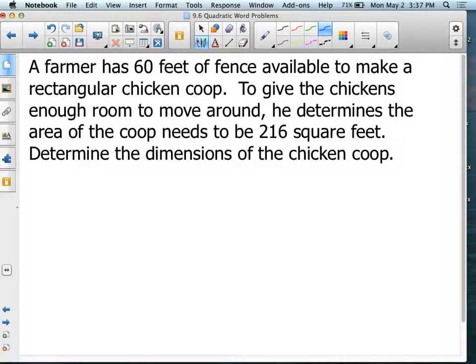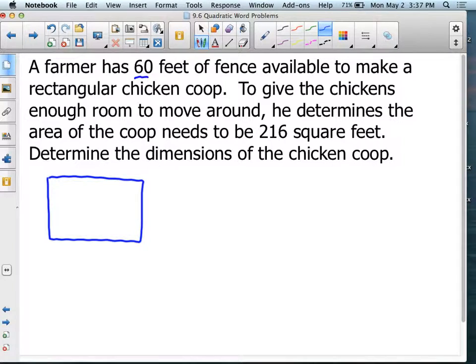Okay, little fact on the side. People who sell chickens actually recommend a certain amount of square footage per chicken, because you don't want to put like 1,000 chickens in a little tiny area. You want to give them their room to live. So this is interesting. 60 feet of fence. We're going to make a rectangular chicken coop.